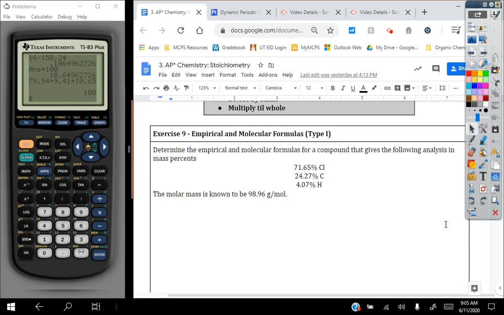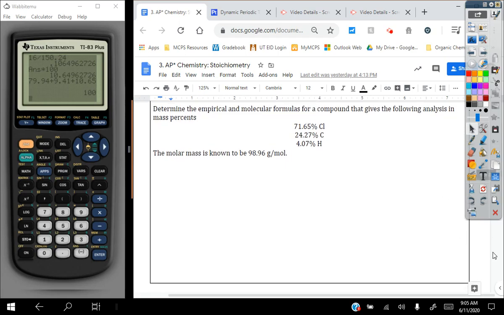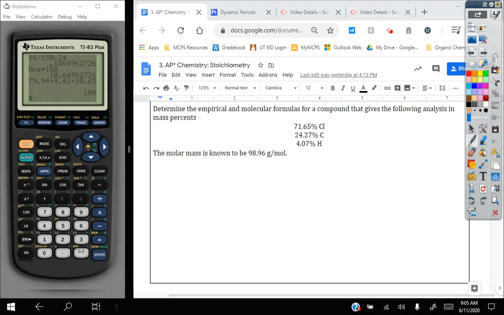So let's go through and try that here. They give us these mass percents for carbon, chlorine, and hydrogen, and we want to figure out the empirical formula and the molecular formula. They also give us the molar mass here. So the first part, percent to mass. So I've got 71.65 grams of chlorine, and I'm going to convert that to moles of chlorine.